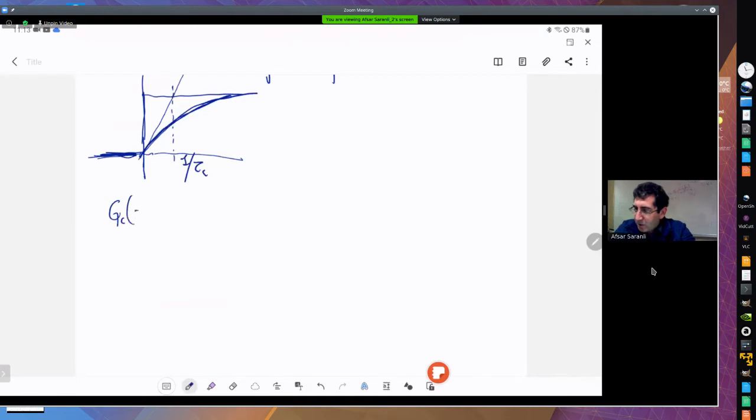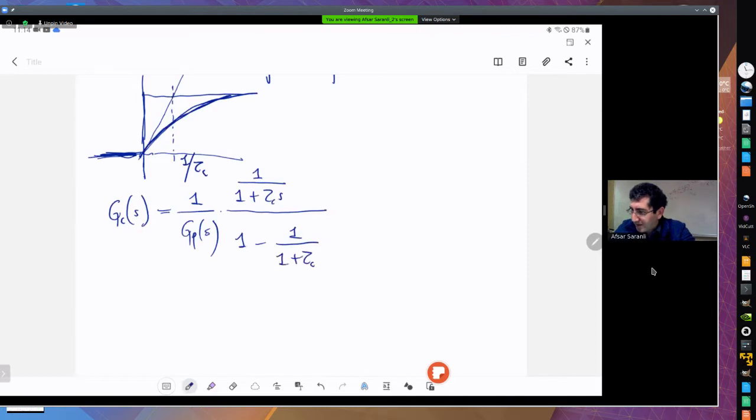Okay. So the controller in this case will be 1 over GP of S times, remember, T of S over 1 minus T of S. So here is my T of S, 1 over 1 plus tau C S, over 1 minus 1 over 1 plus tau C S. Okay? So that basically simplifies to 1 over GP of S times 1 over tau C S. Okay?